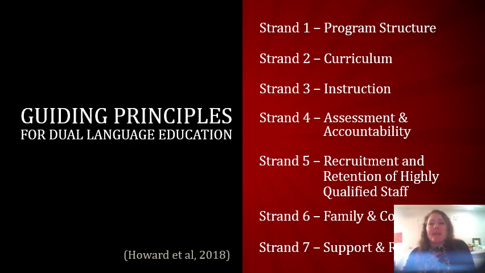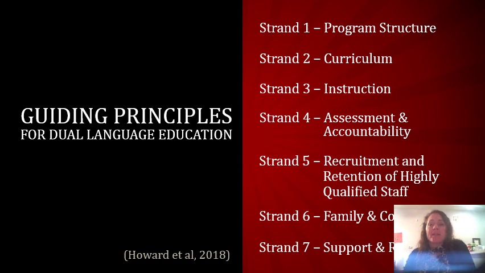And so the first strand talks about the program structure. And the program structure is having an effective administrator of the program. It talks about the visions and goals and the equity in the school environment, and then developing and refining the program. The second strand is the curriculum, and so it talks about that they are aligned with the state standards, and that they have a bilingualism and a biliteracy vision that is driving the program, and that is one of the main goals of it.